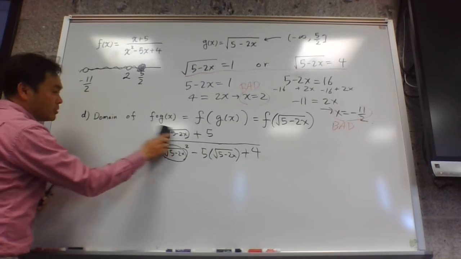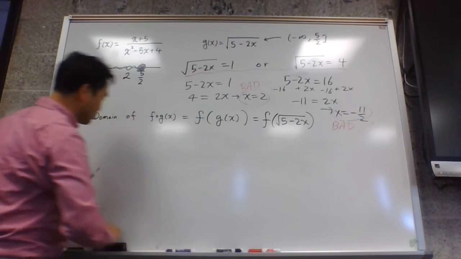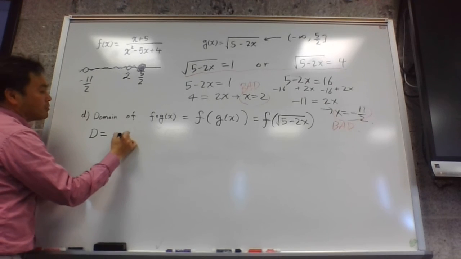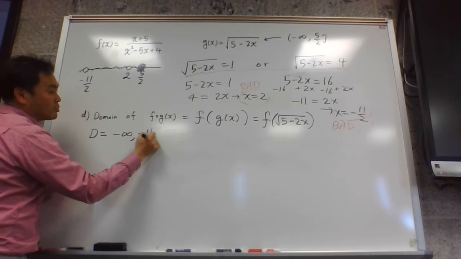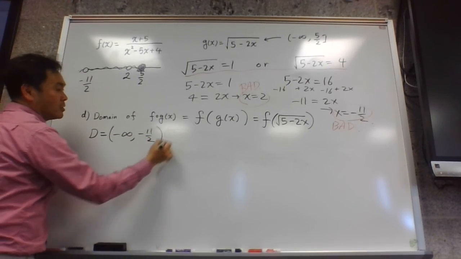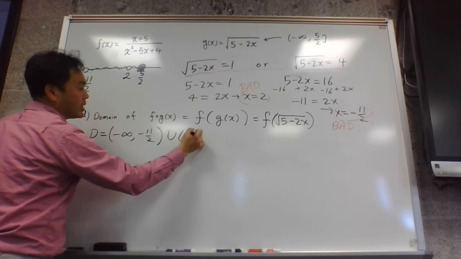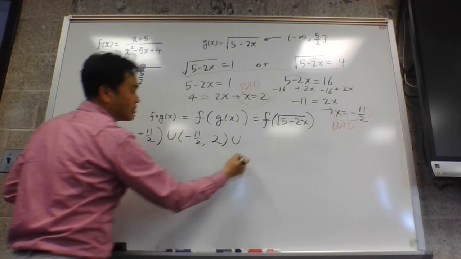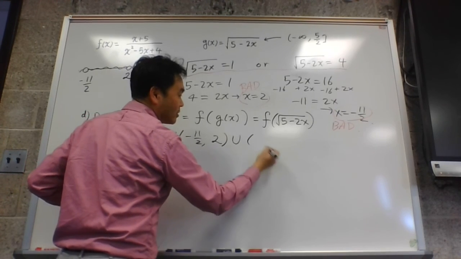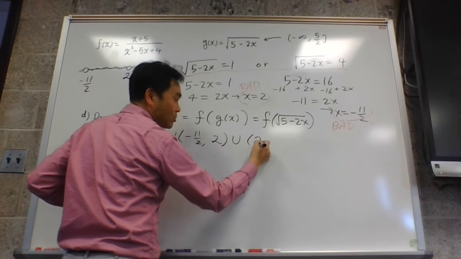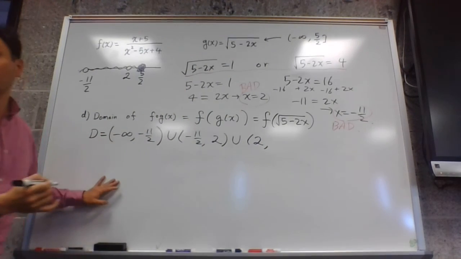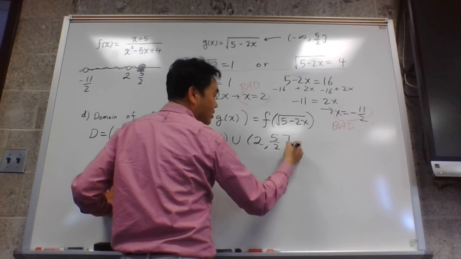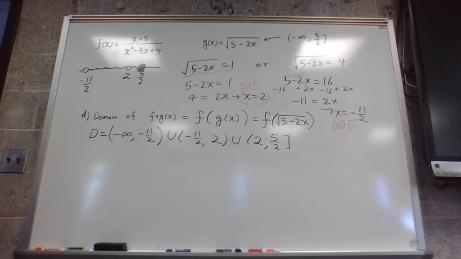3. Okay. So now we can write down the answer to part B, which is the domain must be negative infinity until negative 11 over 2, union negative 11 over 2 until 2, union, tell me the last one. 2 until 5 over 2, and then close bracket. That's what's needed.